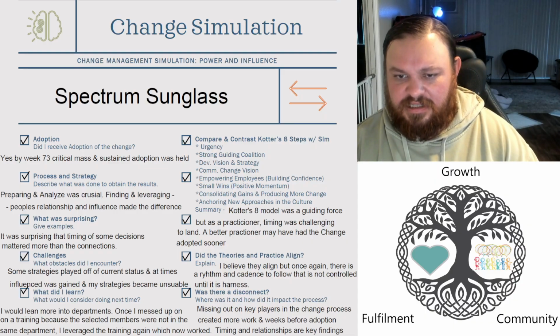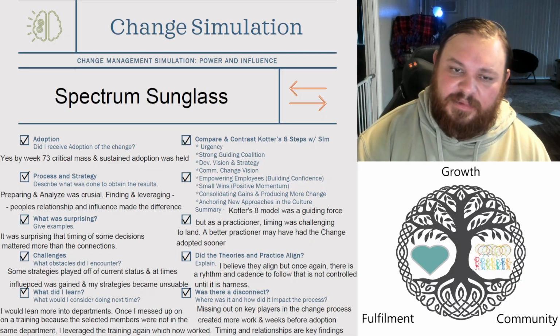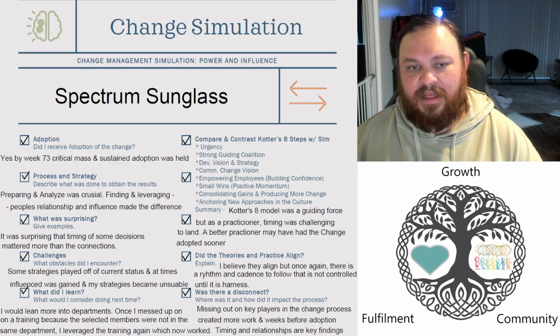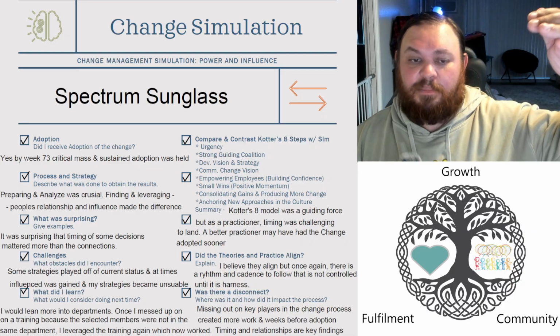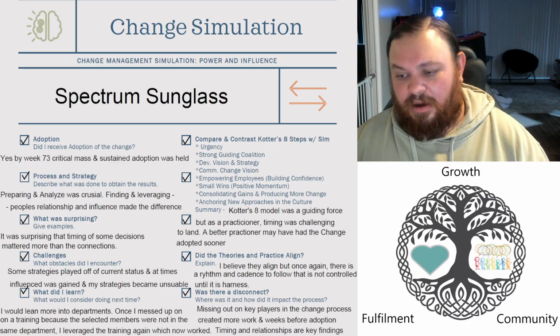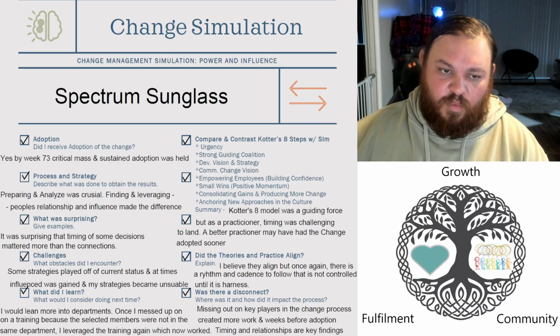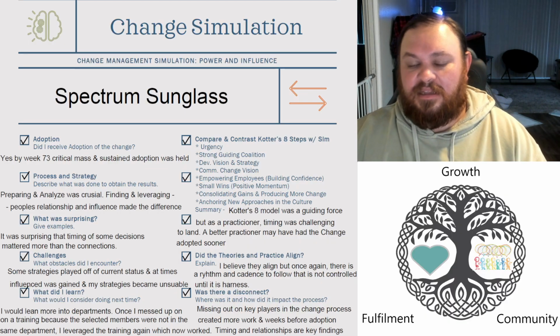And then some challenges. Again, some strategies played off of current status and times, and that kind of threw off my strategy because I had a game plan. But once people actually took on and moved ahead really fast, what I had planned kind of fell apart, and I had to reevaluate where I was and how I was navigating this, and then work more slowly on making the best selections.